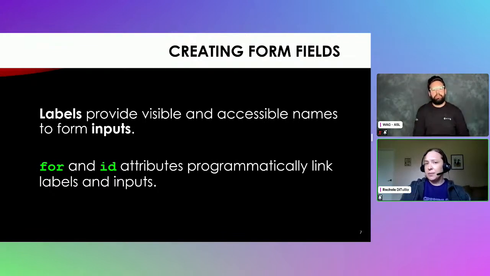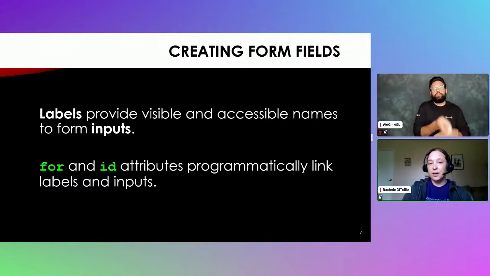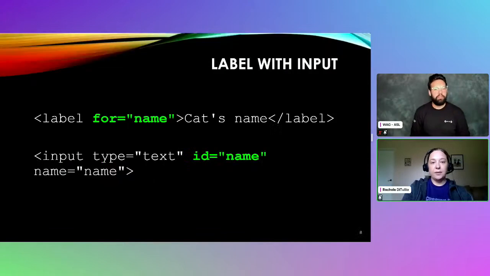These labels and input elements need to be not just visually close to each other on the form, but they need to be programmatically linked. And we do this for assistive technology. We do this using two different attributes. We use the for attribute on our label, and we use the ID attribute on the input, and they have matching values, and that's how they get linked programmatically. Let's take a look at what that looks like in code.